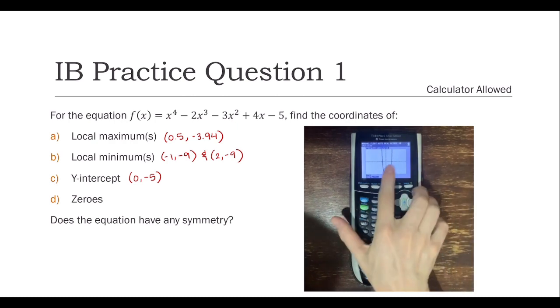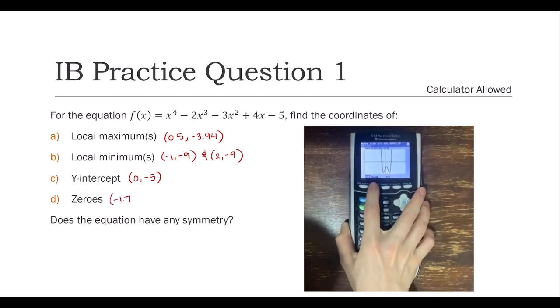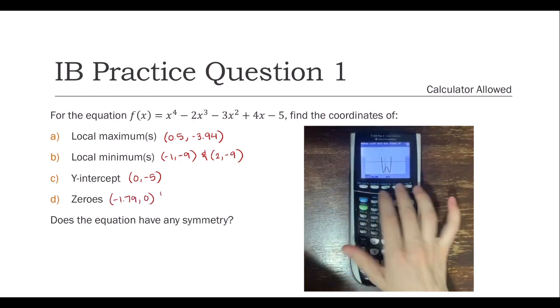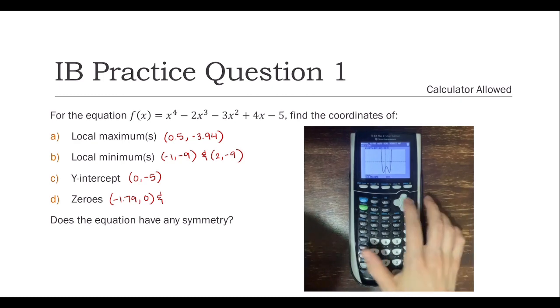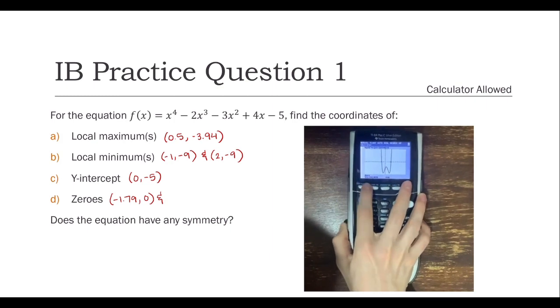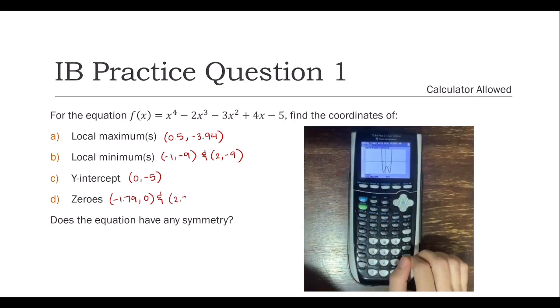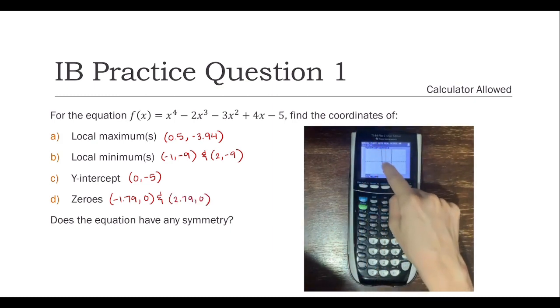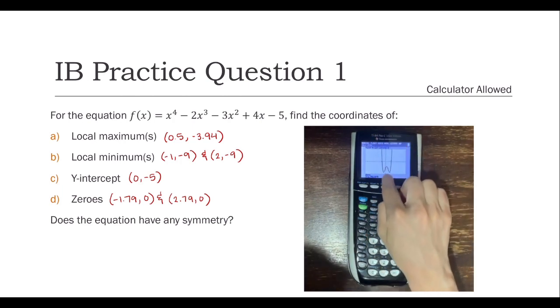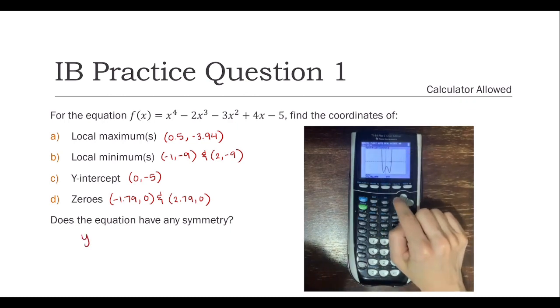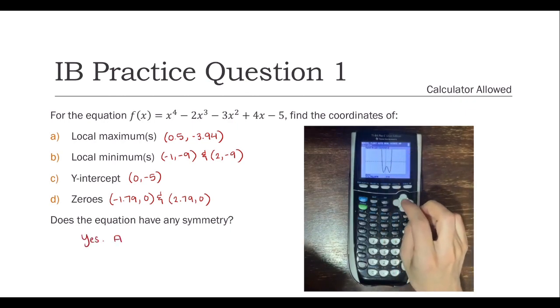So we have a 0 at -1.79 and y equals 0. And our other 0 will be at 2.790. And you can tell that it has some symmetry, and it's going to be symmetrical across this line where our maximum is. So we'll have a line of symmetry at x equals 0.5.